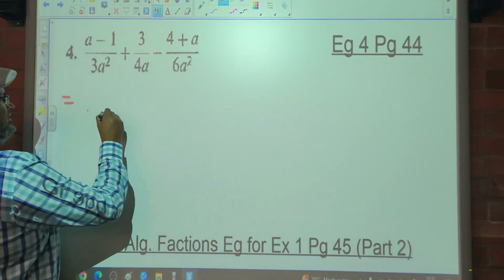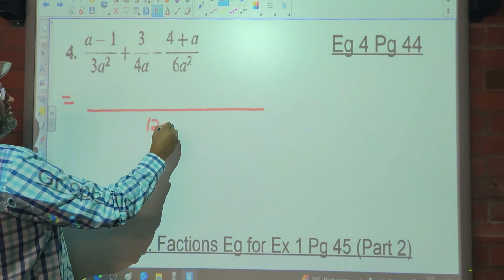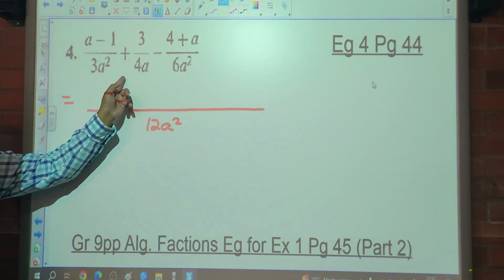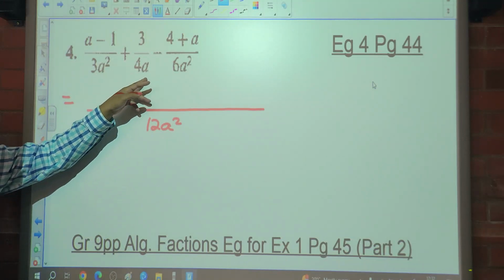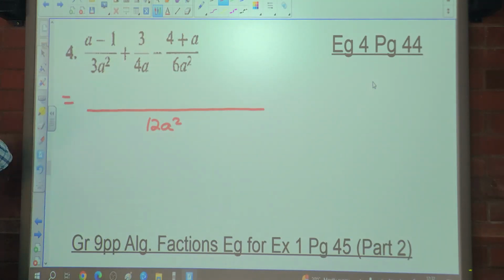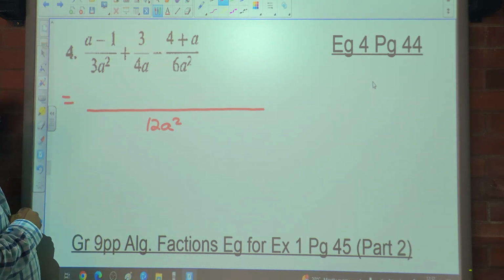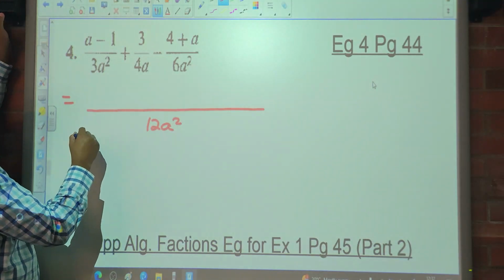You've got a minus 1 over 3a squared plus 3 over 4a minus a plus 1 over 6a squared. What is your LCM here? 12. As you can see here, there is a squared and a, so of course a squared can't go into a without remainder, however, a can go into a squared. So that's larger. So you look at the largest denominator there. So 3a squared multiplied by what's going to give you 12a squared?